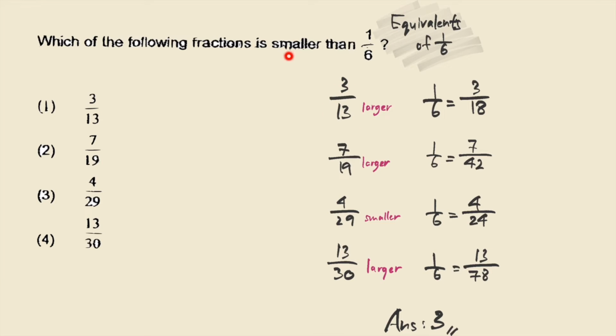Now, I want the one that's smaller. Okay, let's look. Numerator 7, fine. Okay, right. 19 compared to 42. Wait, this is a larger fraction. 29 compared to 24. Whoa, this is the one we want. Compared to 4 over 24, 4 over 29 is the smaller fraction. So this, number 3, is our answer.